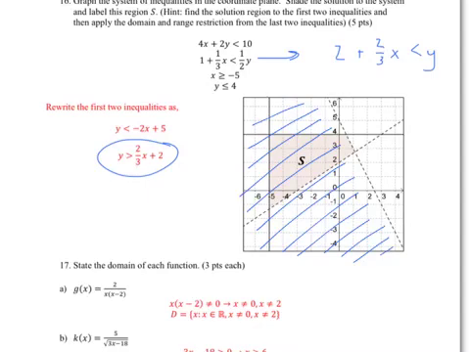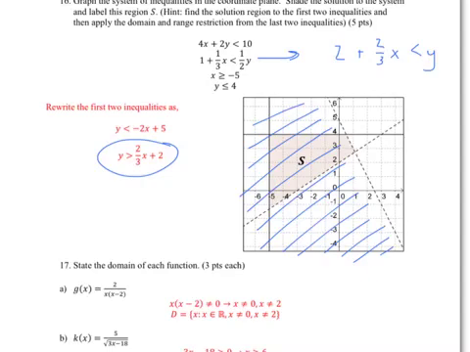Then we would move on to y is greater than 2/3 x plus 2. And that looks like this right here. Here's the y-intercept of 2, and here's the slope of 2/3. Okay, here's the y-intercept of 2. Go up 2 over 3, up 2 over 3. Here's our slope. So this is the second inequality here, and it's dashed again. It's dashed because it's just greater than.